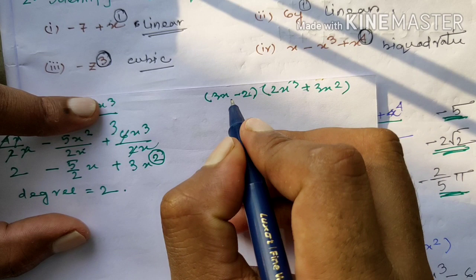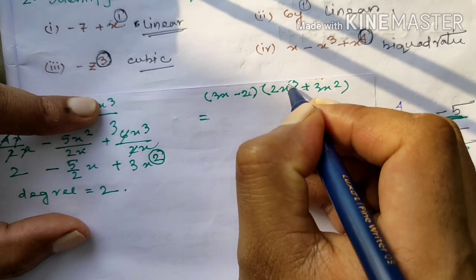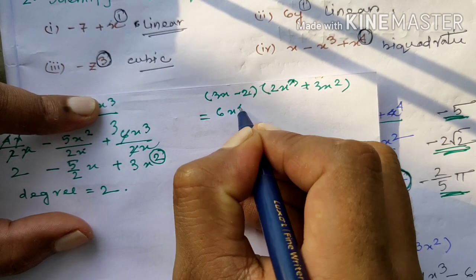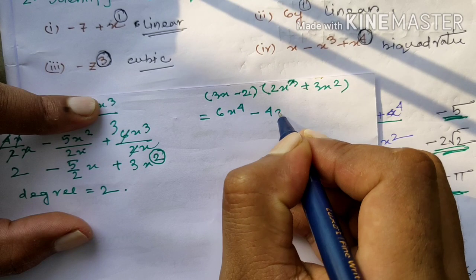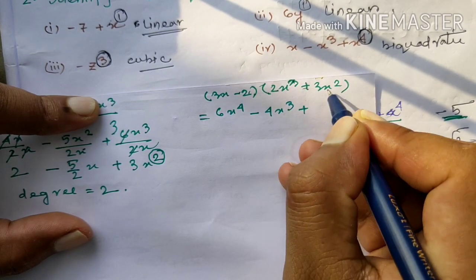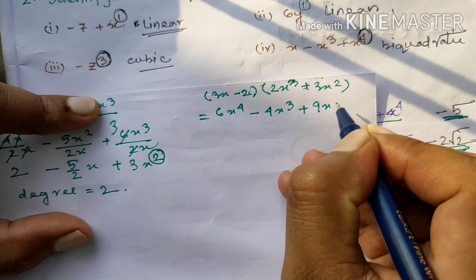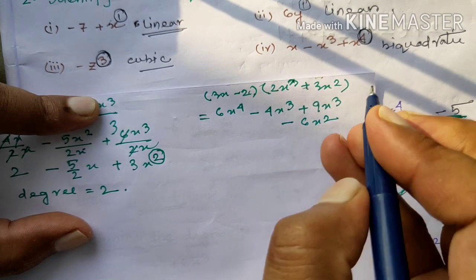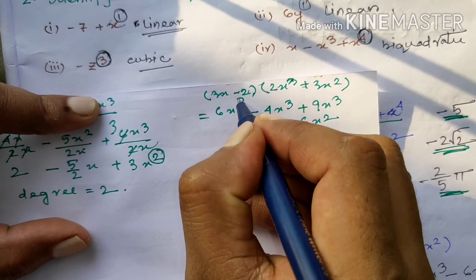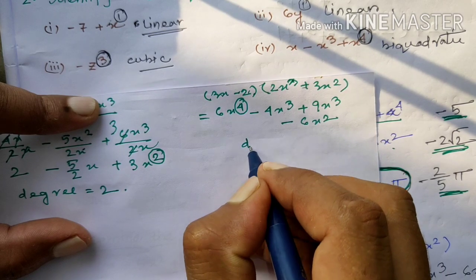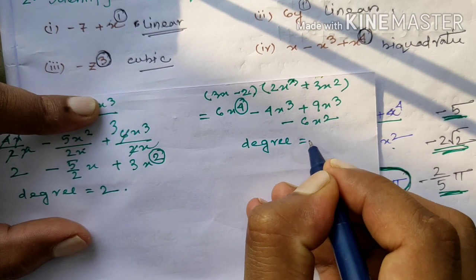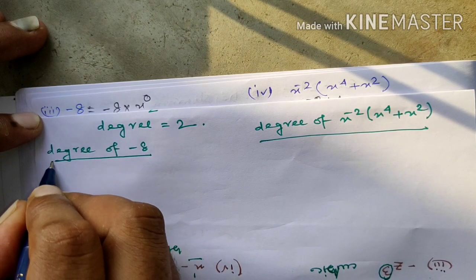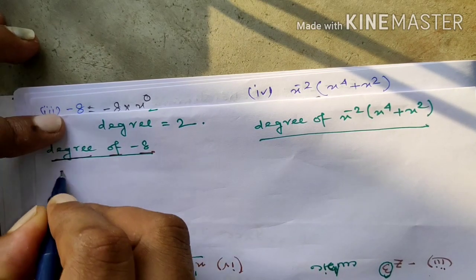Next, 3x minus 2 into 2x cube plus 3x square. Simply multiply: 6x to the power 4 minus 4x cube plus 9x cube minus 6x square. You have to calculate just the highest power of the variable x. Here the highest power of the variable equal to 4. Therefore, the degree equal to 4.